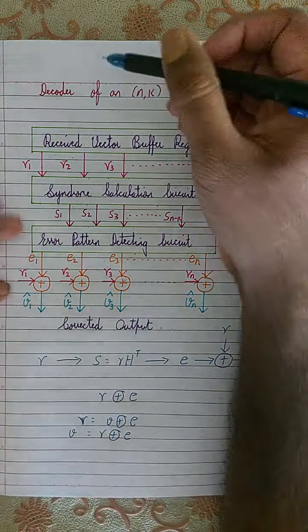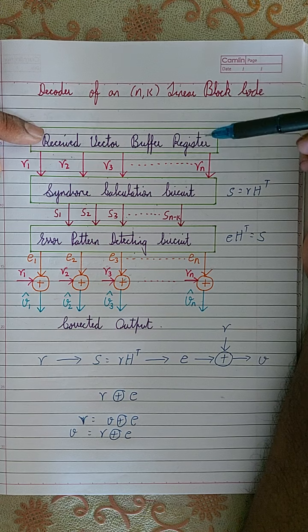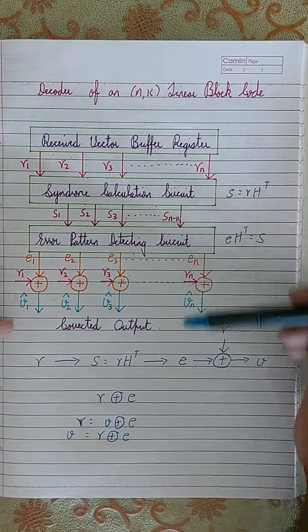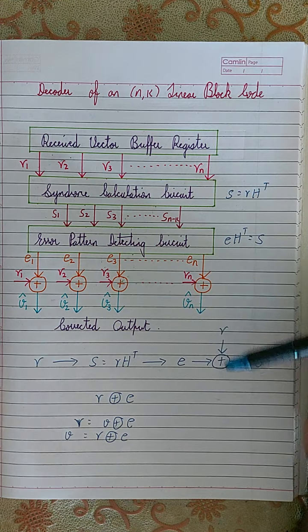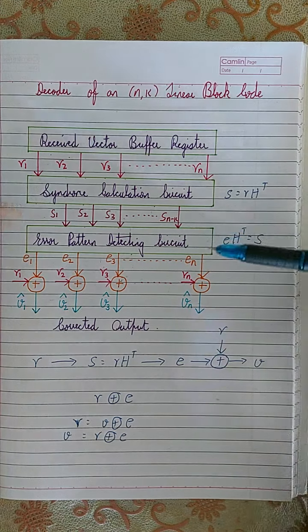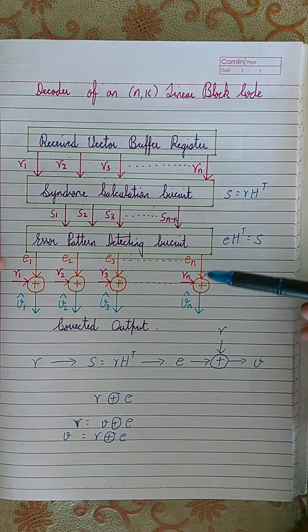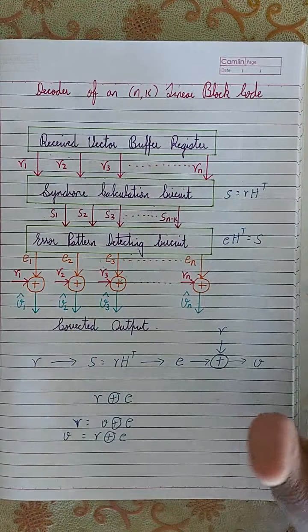From the received code word, the receiver receives the code word, and from the received code word, how do you get the value of V? From R you get S, from S you get E, and from E you get V. That's the entire process. That's all.